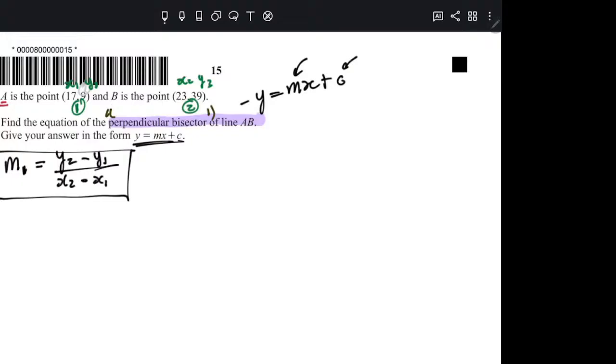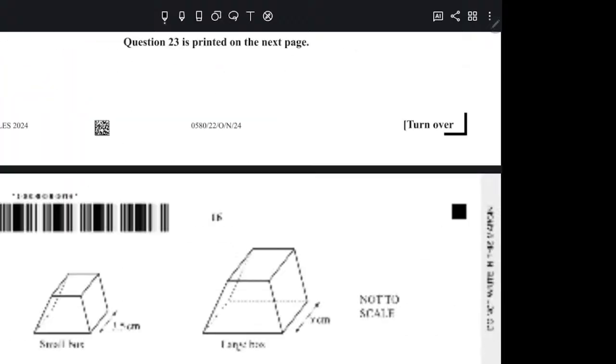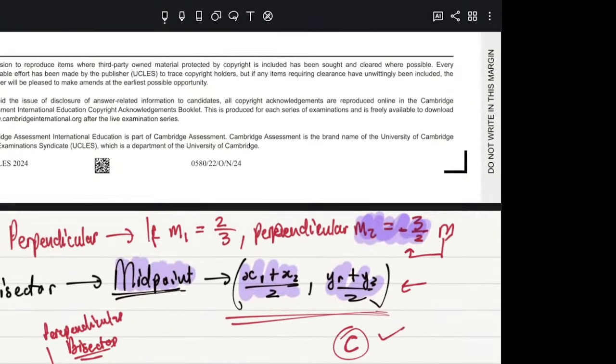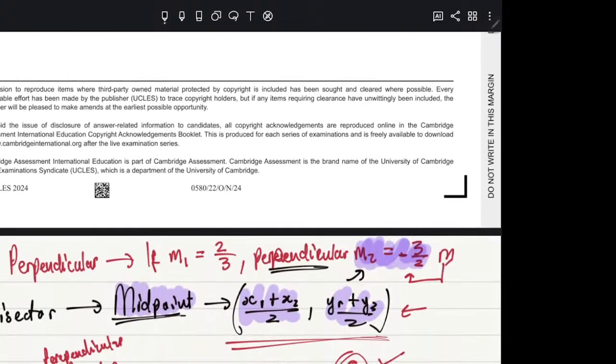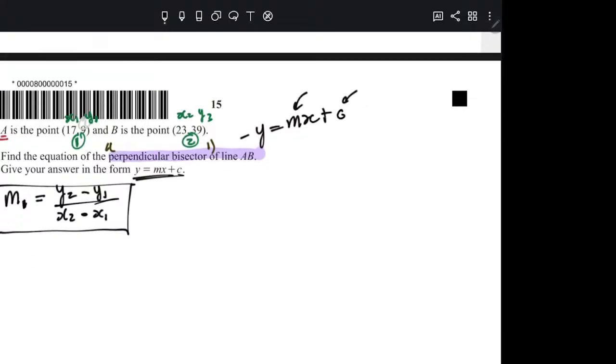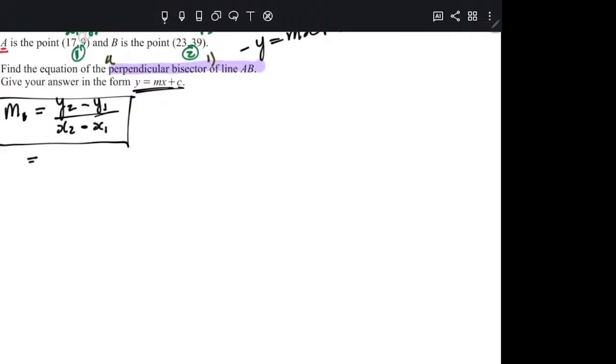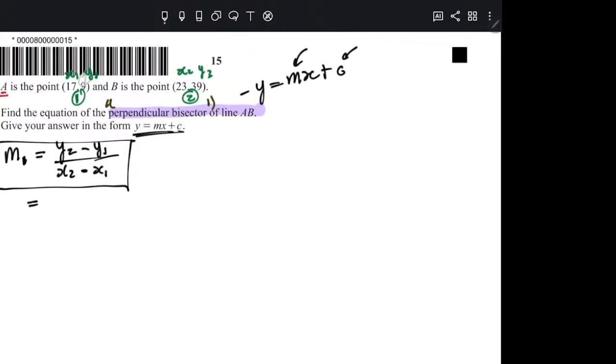What are you finding? The first gradient. But we know that we will then find the second one by flipping and changing signs, because we want perpendicular. So to find perpendicular, we first need m1, and then we will flip it and change signs. We calculate m1 using the formula and the 2 points we have. So what is m1? What is our y2? You go to point number 2, you take the y, 39, minus what is y1?